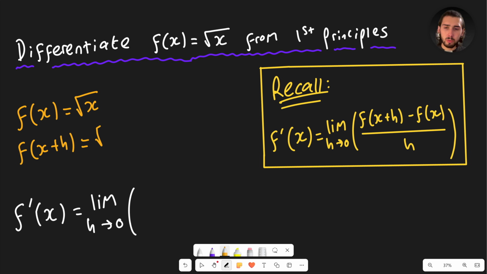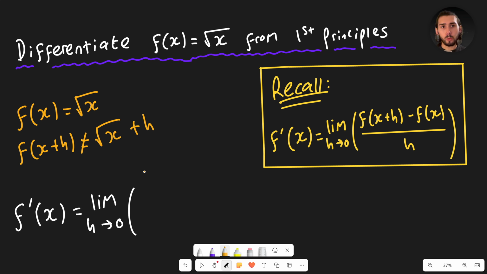So what do you think f of x plus h will be in this question? Because plenty of people will make a mistake and say that it's the square root of x on its own and then plus h afterwards. This is not right, this is wrong. And it's wrong because that would be f of x, close bracket, plus h. That would be f of x and then plus h.